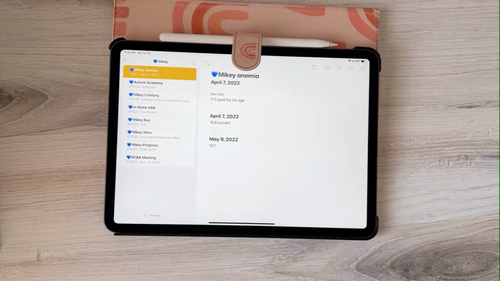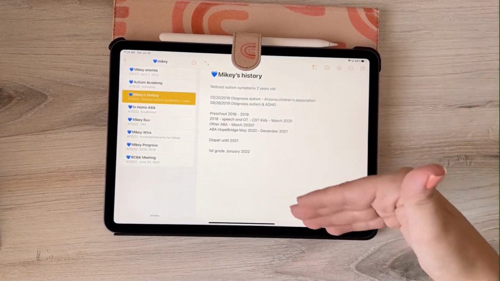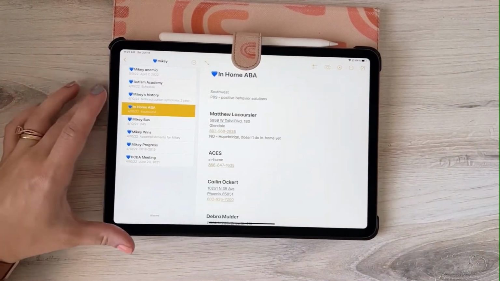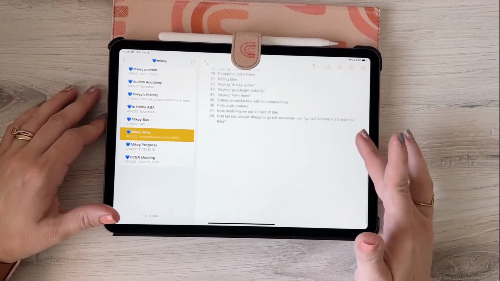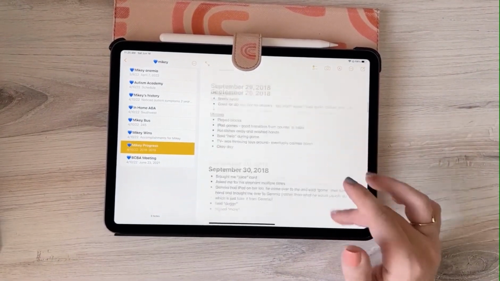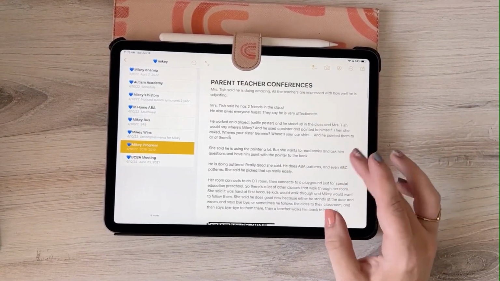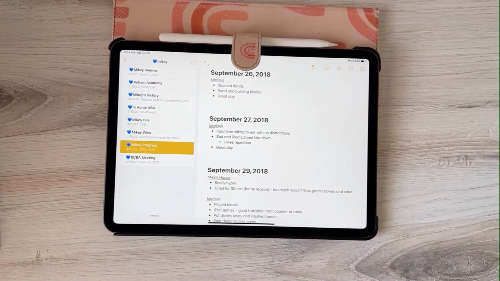For Mikey, this is his history. He has autism, so I always have to keep track of a lot of stuff. These are different ABAs. These are his accomplishments. If you have a kid with autism or special needs, it's a lot. Okay, sorry, I'm moving on. Let me finish my sentence.